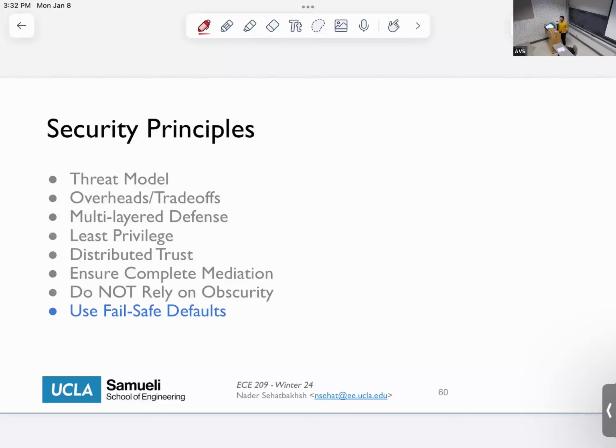But for secure systems, you definitely want to do fail-safe, which means that if my system is failing, it still has to remain secure. That's the idea. Okay.